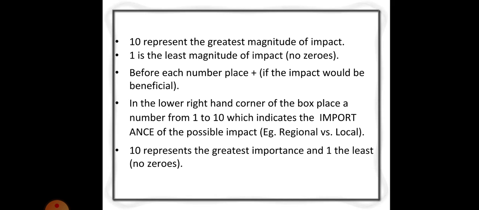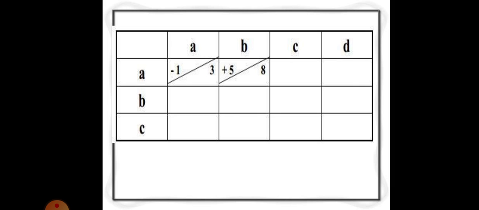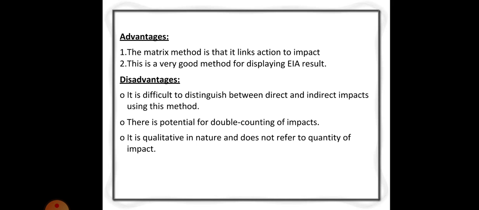Normally before each number we place a plus if the impact would be beneficial. And like I said, in the lower right hand corner of the box we place a number between 1 to 10, which indicates the importance of the possible impact, for example whether it is regional or local, etc. So this is how the cells in the matrix will be divided, and this is how the environmental aspect and the project activity are related, and the magnitude and the significance are rated on a scale of 1 to 10. So this is the matrix method.